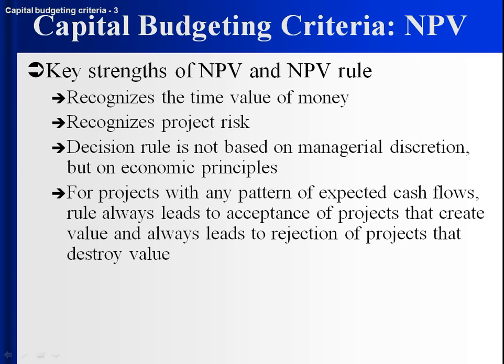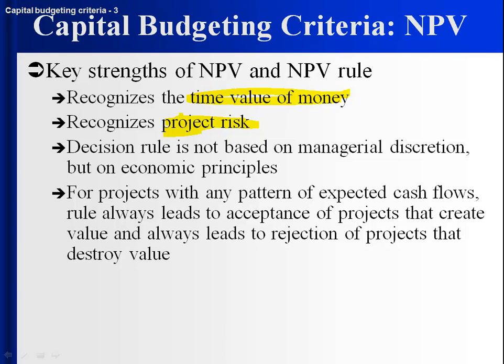All right, let's look at some strengths and weaknesses of NPV and the NPV rule. Number one, recognizes the time value of money. The way that an expected cash flow influences NPV is directly related to when it happens. If I'm expecting $100,000 in a year, that will affect NPV one way. If I'm expecting a different $100,000 in 10 years, it's going to have a smaller effect on NPV. In particular, it's going to be discounted by a rate that's based on the risk of the project.